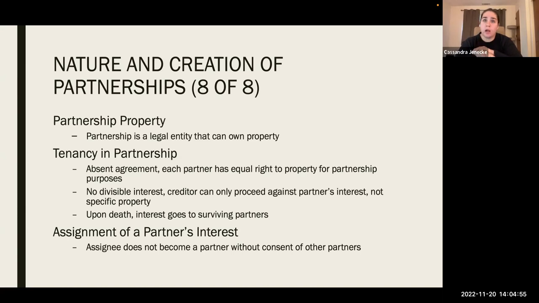We talked about assignments when we talked about contracts, that last little bit when we talked about third-party contracts. The assignee will not become a partner without the consent of other partners. And you may ask yourself, well, why is that, Cassandra? If they get all the profit, or they get to participate as an assignee, they do not become a partner, because much like your willingness to give credit, or a bank's willingness to give credit, we are making a best guess based on the individuals that we are partnering with. And so just because one partner wants out or wants to change the agreement doesn't mean that the other partners have to accept that.